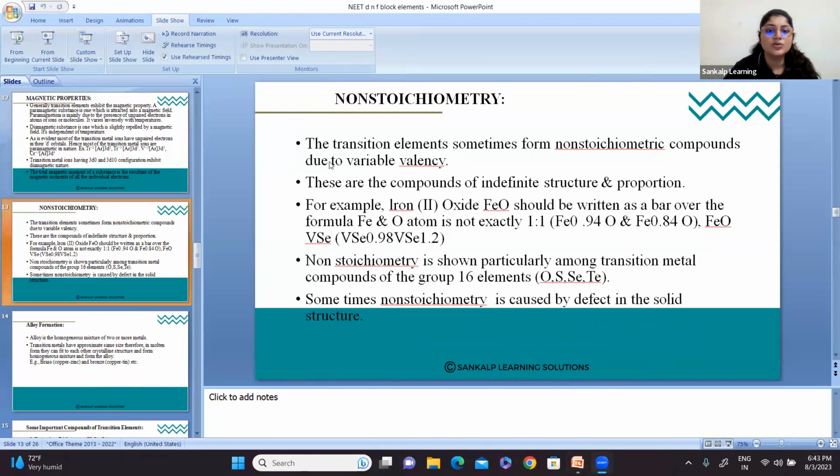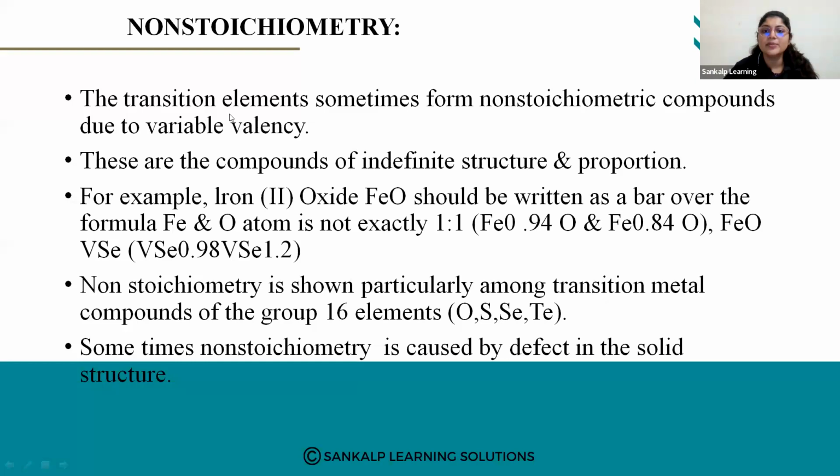Okay, so next is non-stoichiometry. What do you mean by non-stoichiometry? As we have seen, transition elements have large size, so in between there will be interstitial sites. Small atoms like carbon, oxygen, hydrogen will occupy them. Non-stoichiometric means the composition will not be fixed.